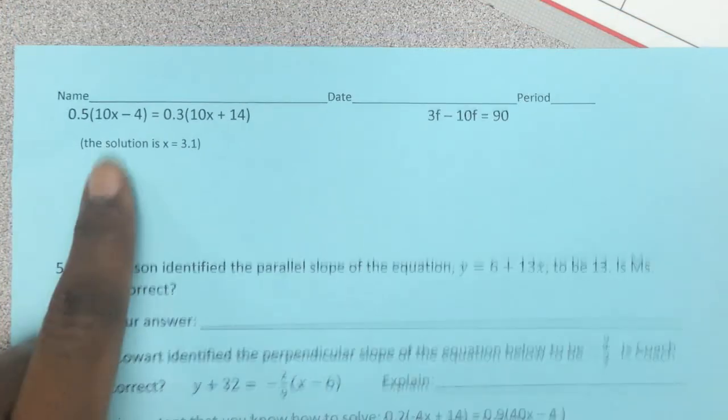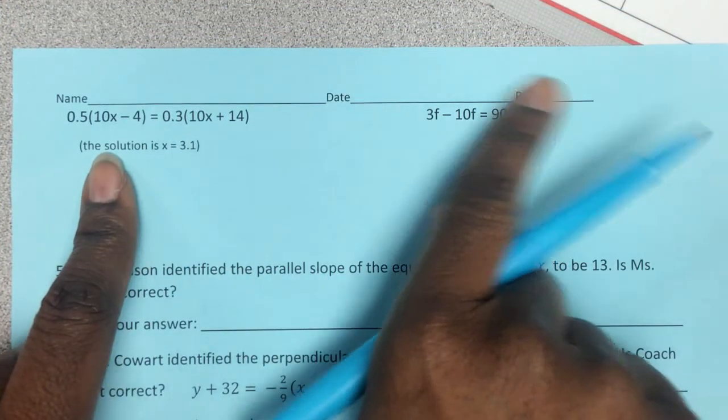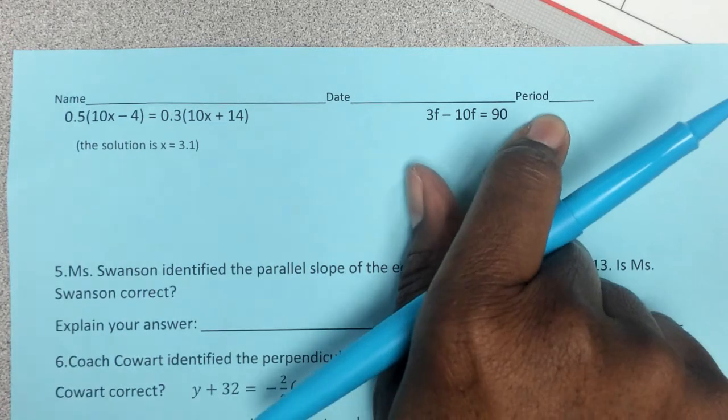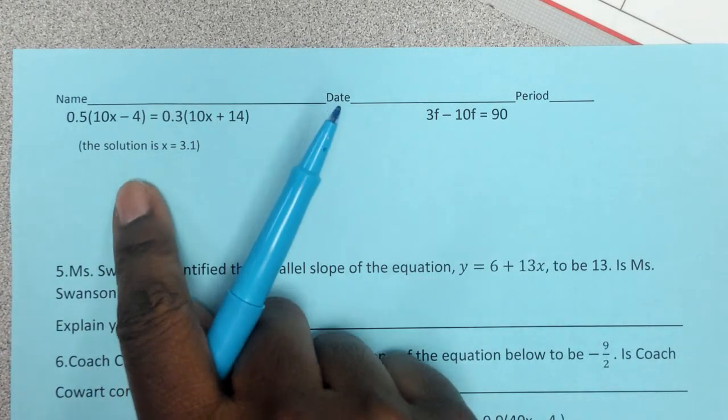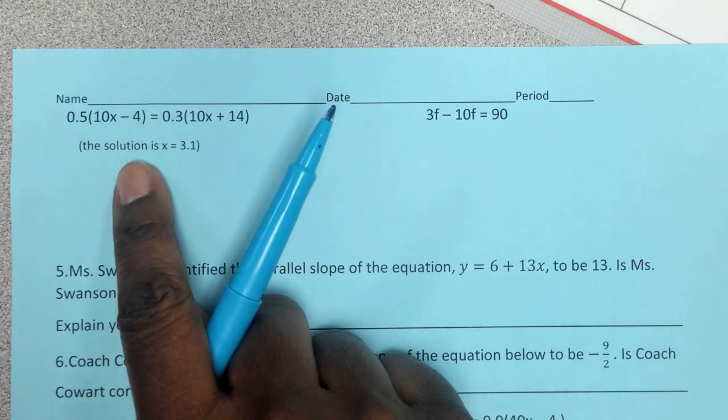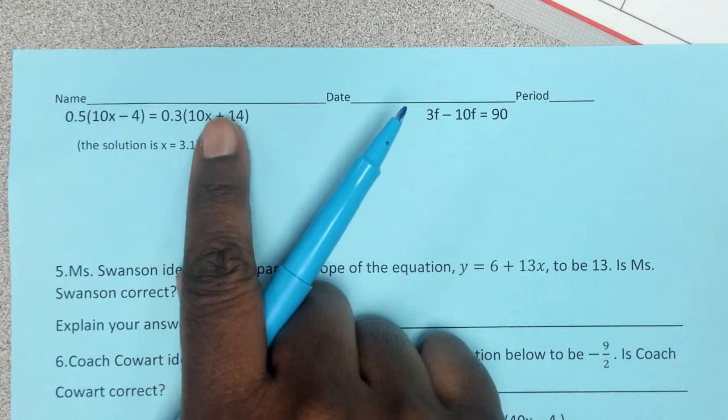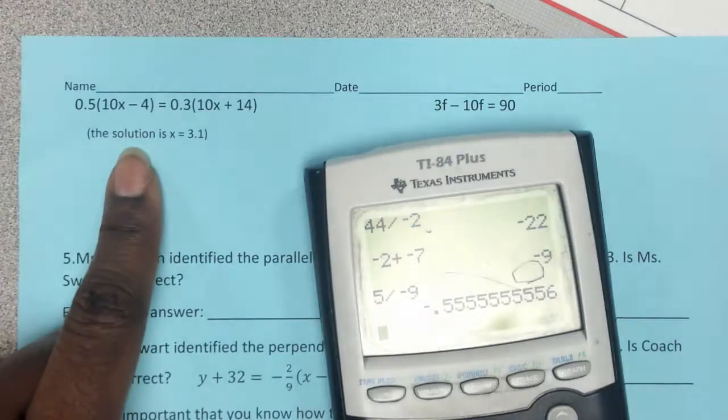Now this is the back of the worksheet. Even though it says name, date, and period, it is the second page. This one right here gives you the solution again, so I would like you to try it first. And yes, don't let the decimals fool you. Yes, you will see that on the test.